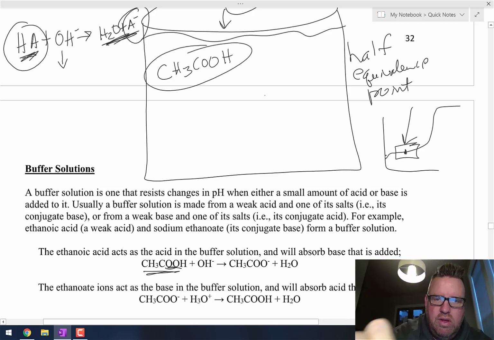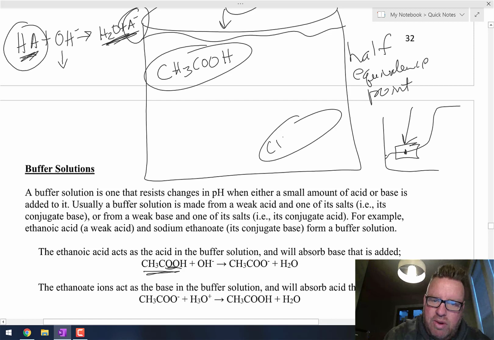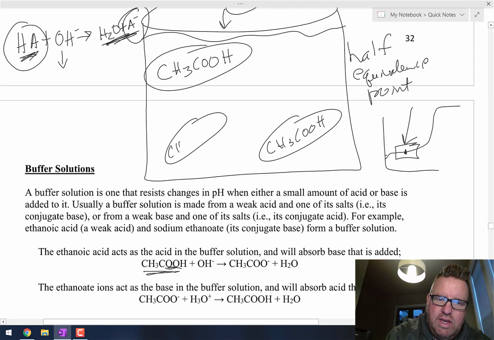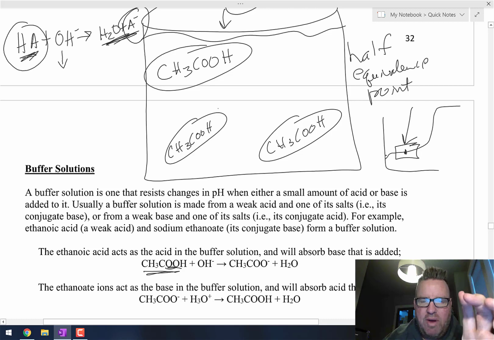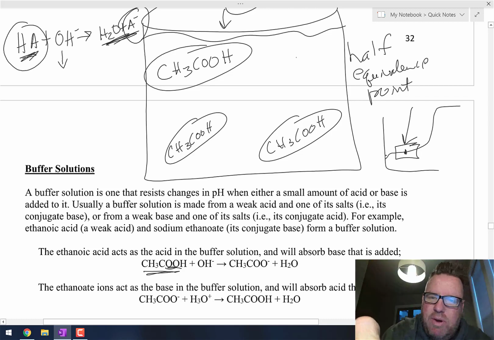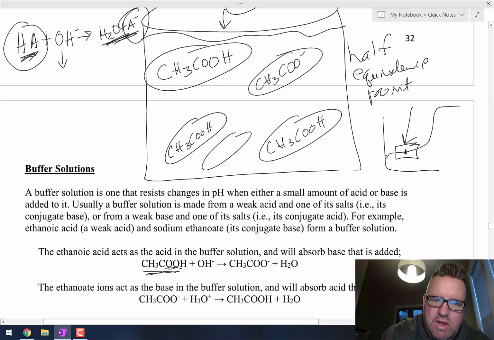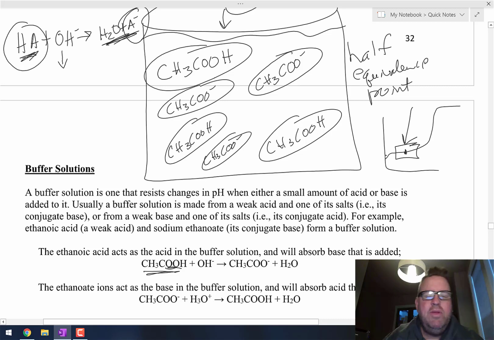CH3COOH. And then again, how about I draw 3 of each of them? COOH and CH3COOH. Okay, so there's our acid component of the buffer. And then the base component of the buffer is when the hydrogen is gone. So it's just CH3COO minus, CH3COO minus, and CH3COO minus. Okay, let's say we've got that many in there. So we've got 3 acid particles and 3 conjugate base particles.